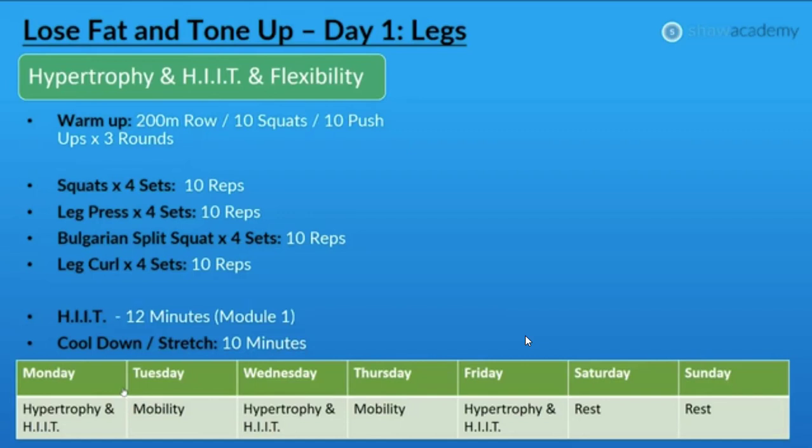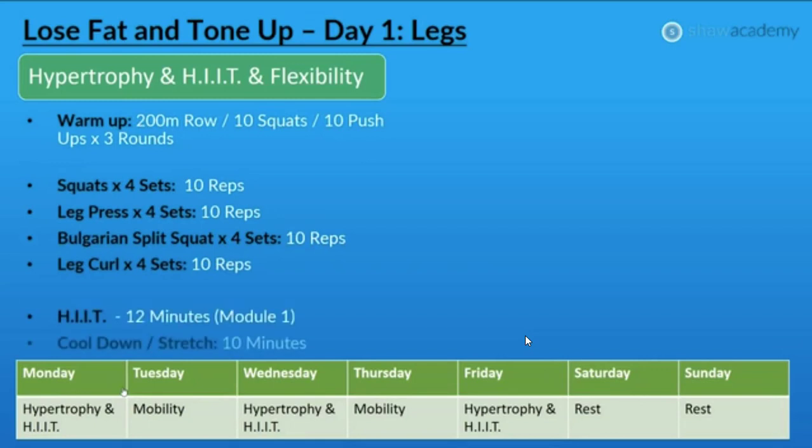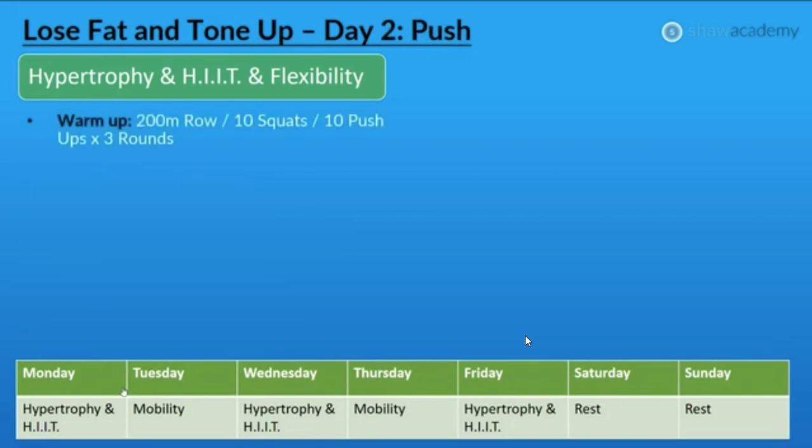Some people look at all those components of fitness and go, oh, well, I have to do this and this and this and this. I have to do them all separately 3 to 5 times per week. No, we'd include them all into one workout. It's just how we do it. So generally, if we're doing hypertrophy, it's always going to be warm-up, muscular hypertrophy, and then into HIIT and flexibility at the end. Day 2 is going to be similar, but we're going to do push exercises.